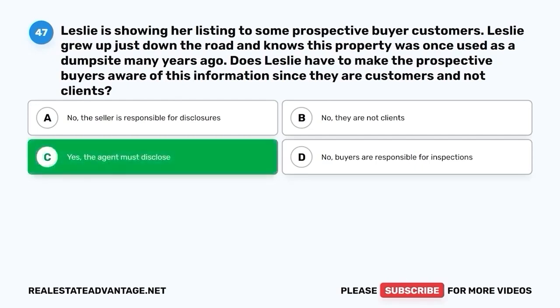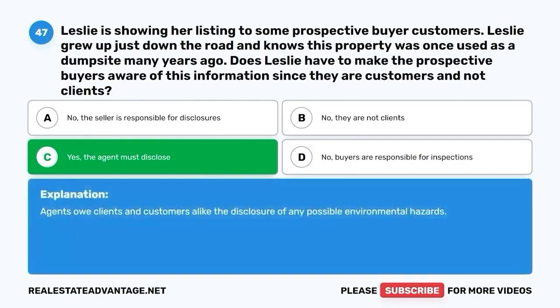The correct answer is C. Yes, the agent must disclose. Agents owe clients and customers alike the disclosure of any possible environmental hazards.